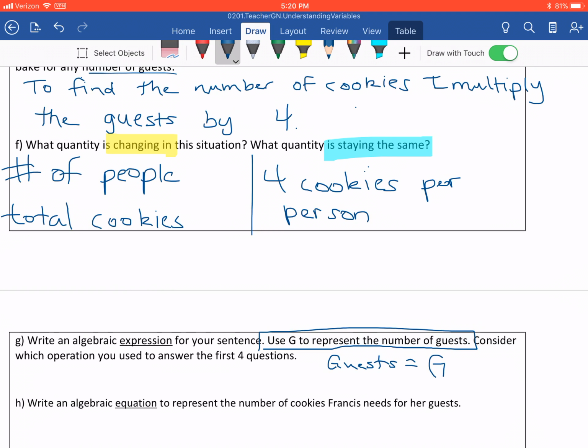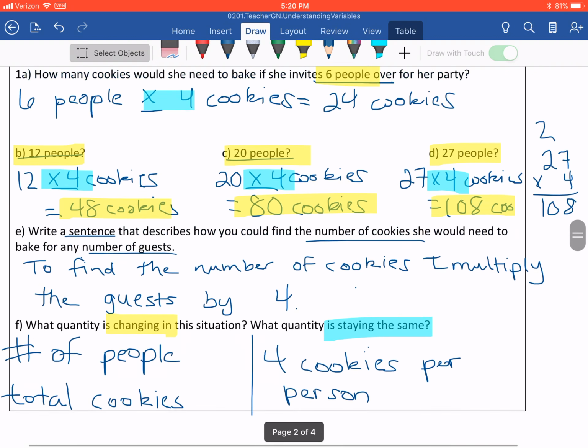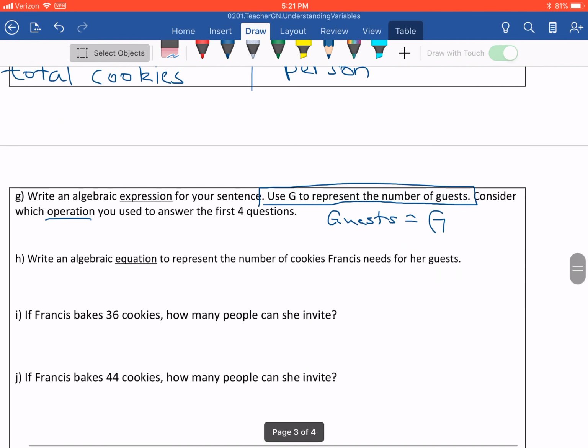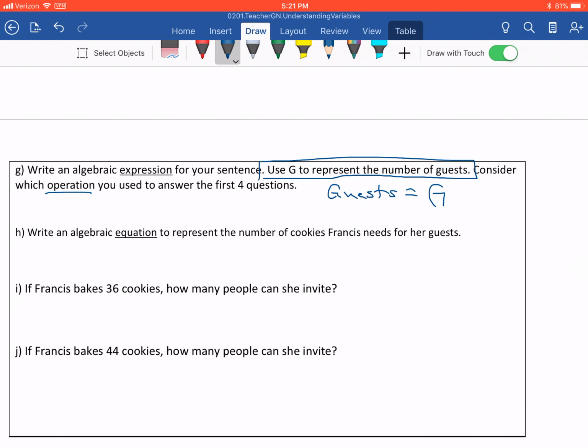After that, consider which operation you use to answer the first 4 questions. So when I go back and look, each time I was doing the same operation. Times 4, times 4, times 4. So we already know I'm doing something that is times 4. And the variable that they gave us was G. So G times 4. Now remember, this is technically right, but the way that would be better would be 4G. This is even better because it's in the right order.